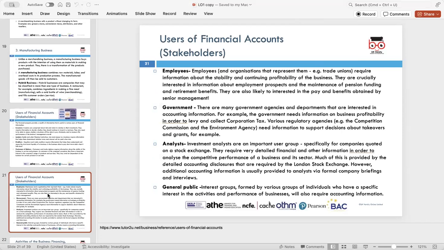Employees. There is a need for employees as well as organizations that represent them, such as trade unions, to be provided with information regarding the stability and ongoing profitability of the firm. It is of almost utmost importance that they have access to information regarding employment opportunities as well as the administration of a pension, funding, and retirement benefits. There is a good chance that they are likewise interested in the compensation and benefits that are offered to senior management.